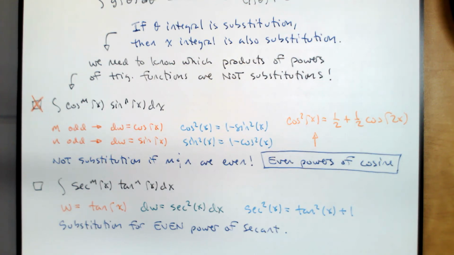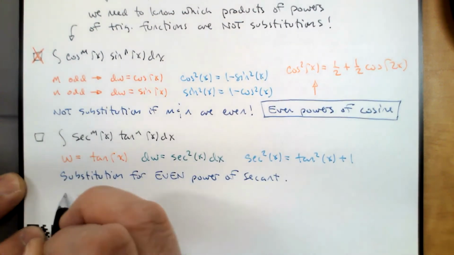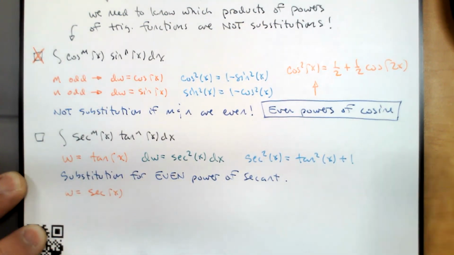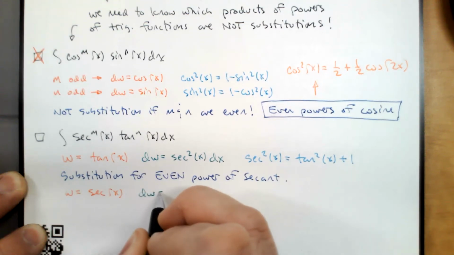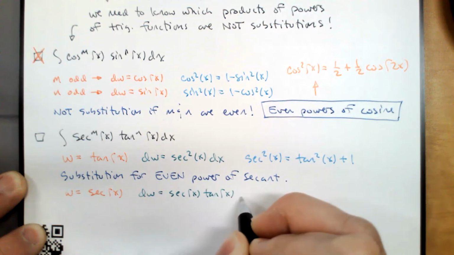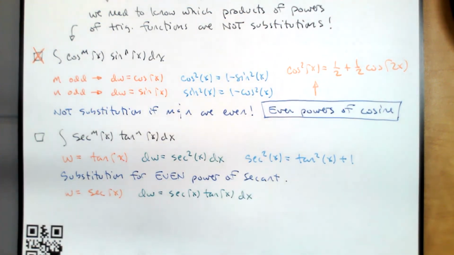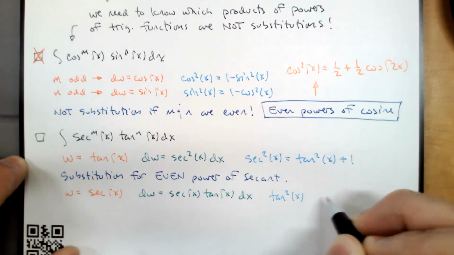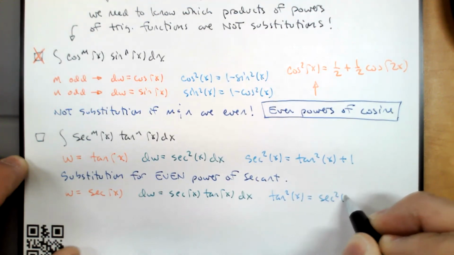That means we need to look at odd powers of secant. Let's see what we need for W equals secant X. If W is secant X, then dW is secant X tangent X dX. And any remaining tangents can get converted to secants. So tangent squared can become secant squared minus 1.